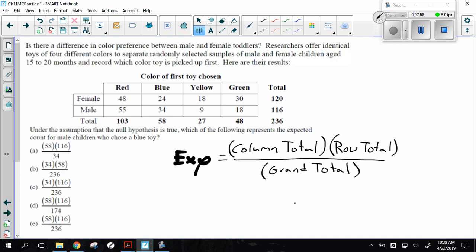So where will we find that? We're looking for male children who choose a blue toy. So there's our row total. Here is our column total. And then the next one is our row total, and there's our grand total. So we're looking for 58 times 116 divided by 236, which is E.